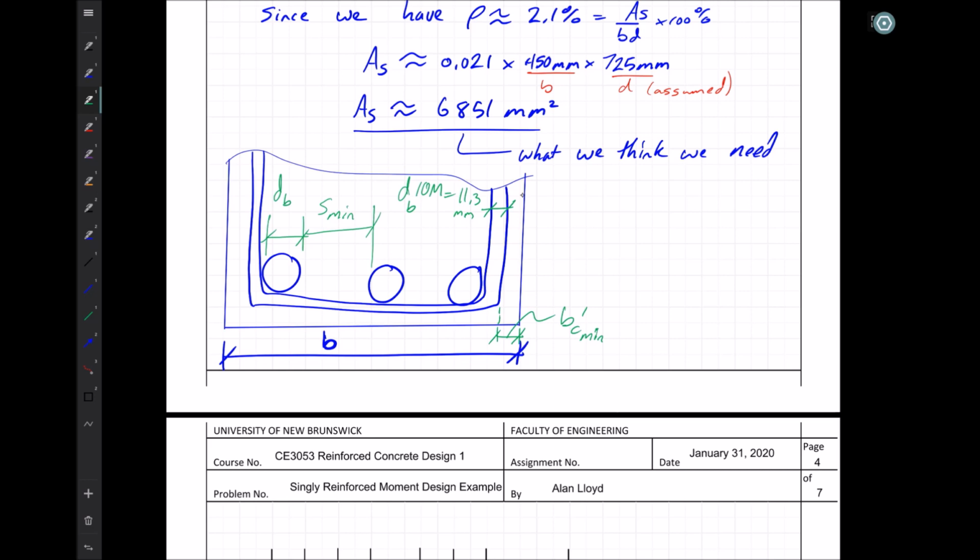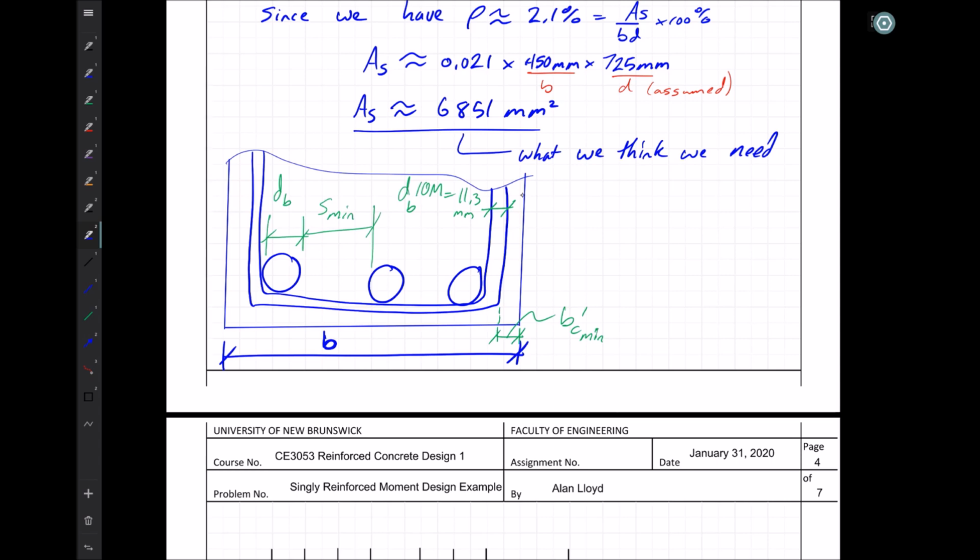Now, if we look at this, we can say we've got a number of bars we can set equal to n. In this case, I've drawn n is equal to 3. If I have n bars, I have n minus 1 spaces between the bars. So I've got two covers, two stirrup bar diameters, n bar diameters, and n minus 1 spaces.